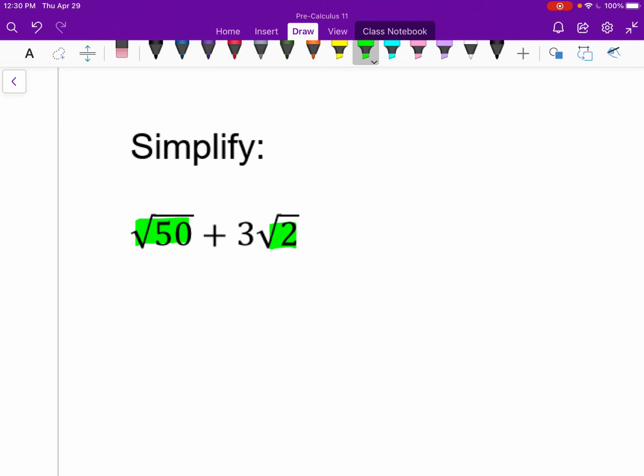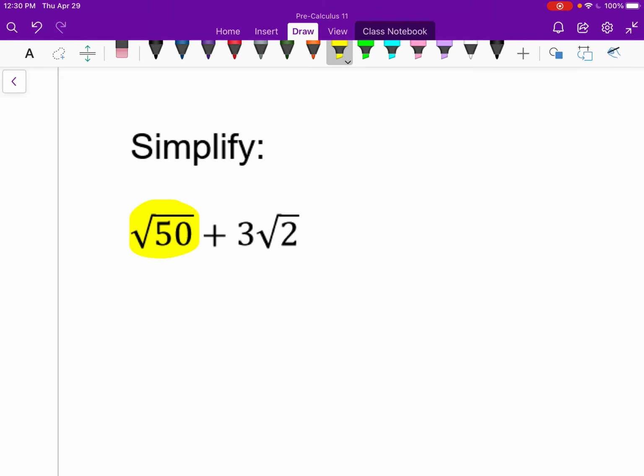So if they're both root 50 or both root 2 or both the same root, I could find a way to put them together. But they're not. So right now, there's nothing I can do to simplify this if I leave it in this form. But I don't have to leave it exactly in this form. What do I mean? That root 50, I can write as a mixed radical.